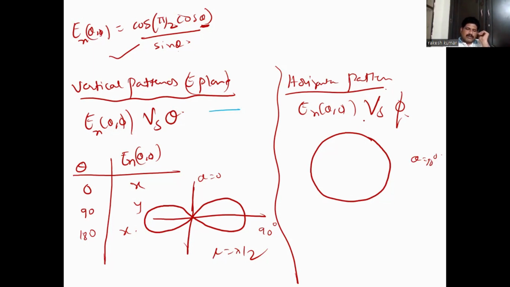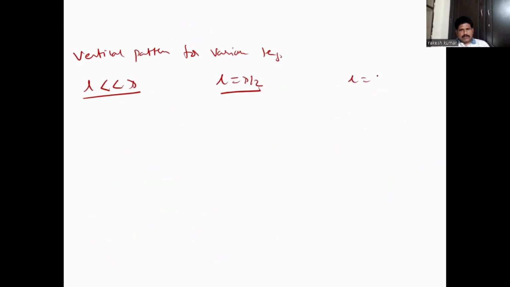Now let us draw the vertical patterns for various lengths. Let us consider first L less than lambda, similarly L is equal to lambda by 2, L is equal to lambda, L is equal to 3 lambda by 2, and L is equal to 2 lambda. So the radiation patterns will be like this.